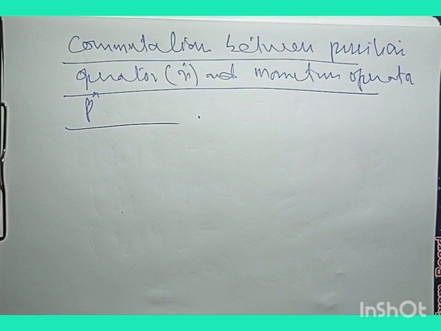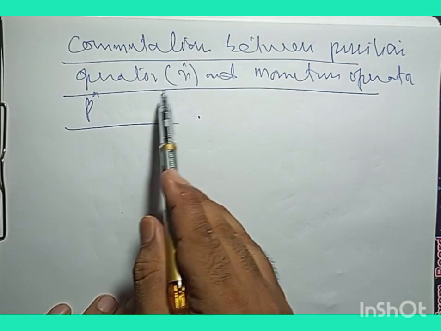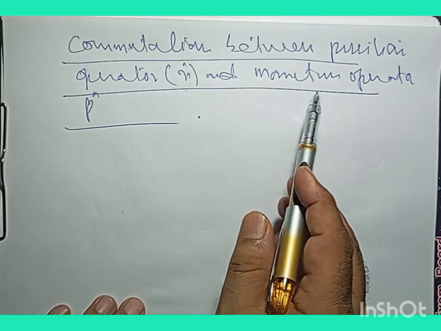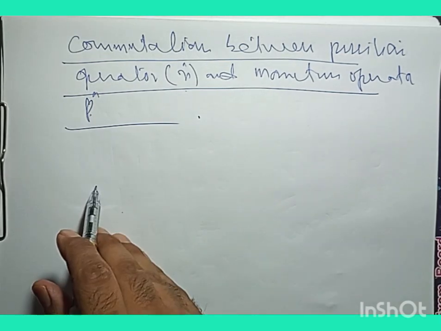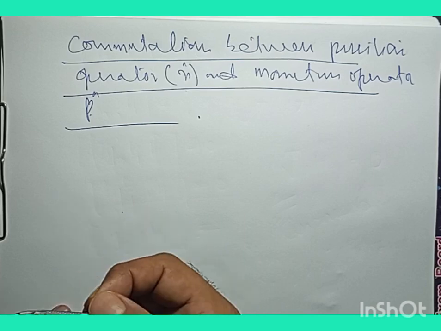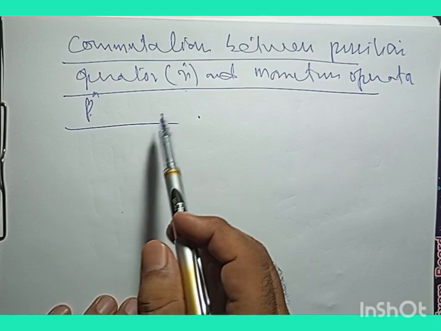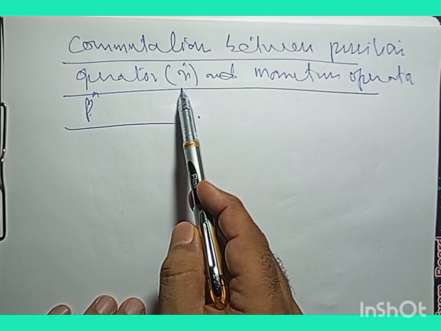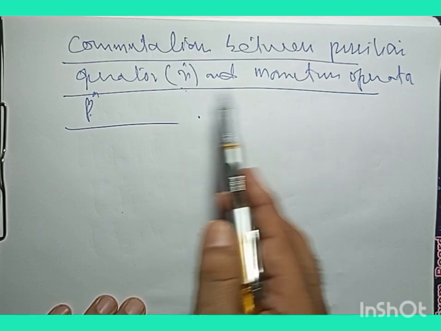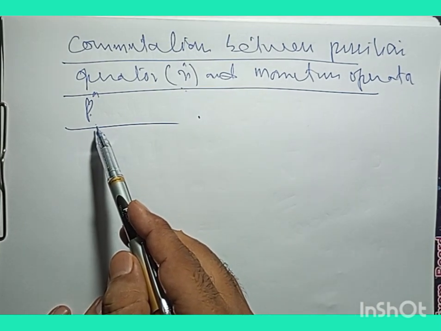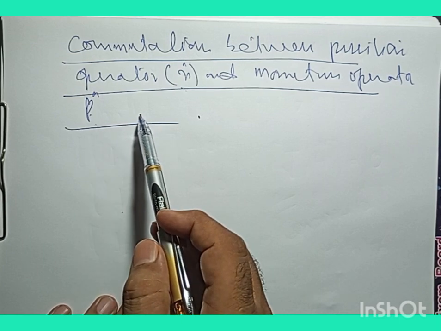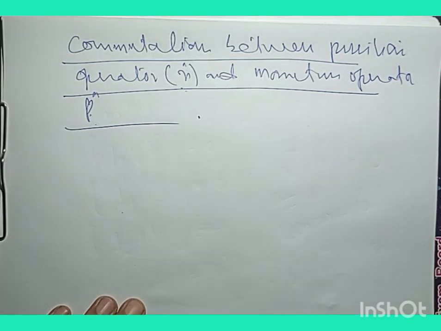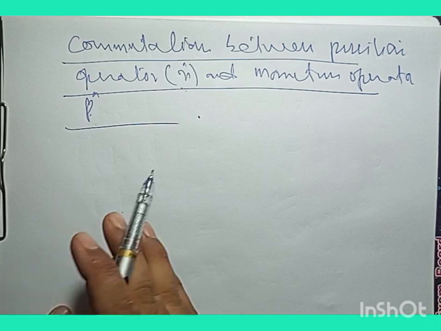We are discussing operators, and we are discussing the commutation relation between the operators. In this video, I'll be talking about the commutation between the position operator x cap and the momentum operator p cap. In quantum mechanics, the commutation relation between position and momentum operators is really fundamental, and it certainly plays a crucial role in the theory. So let's try to obtain the commutation relation between position and momentum.